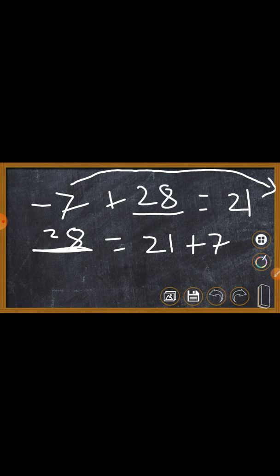Understood? So let's get to the sums. We will copy down the sums. I'll show you 3 sums and you guys are going to send me the rest.